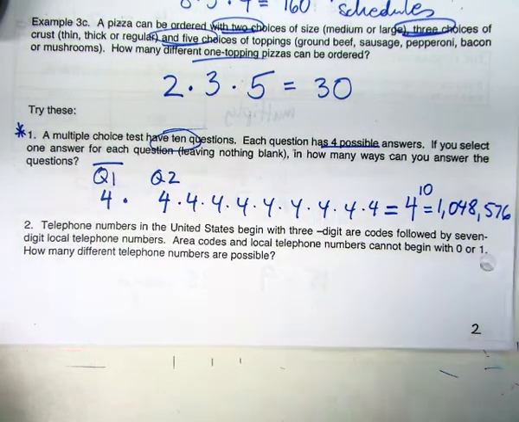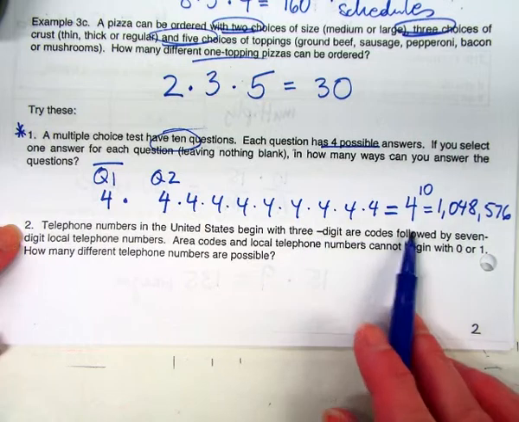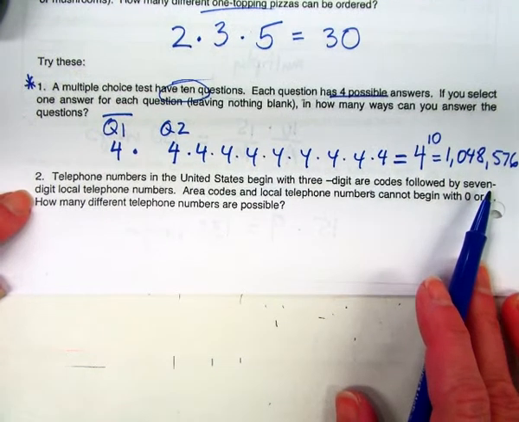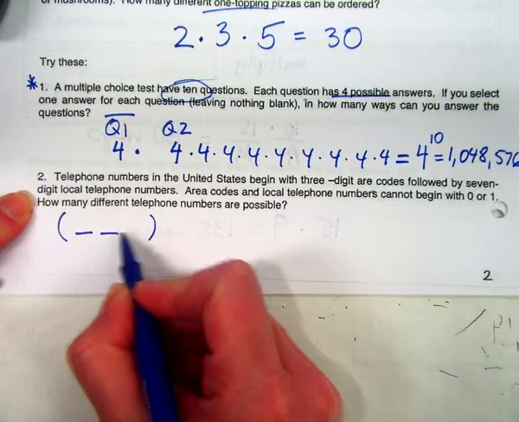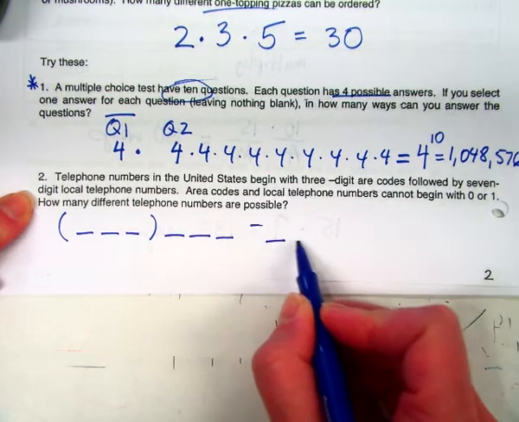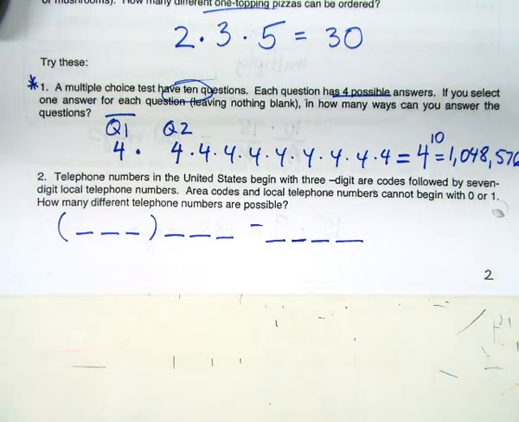All right, last example. Telephone numbers in the United States begin with a 3-digit area code, followed by a 7-digit local telephone number. So you guys have seen this, like for a phone number, we're just going to fill in 1, 2, 3, dash, 1, 2, 1, 2. So that's basically what a typical phone number in the United States will look like.